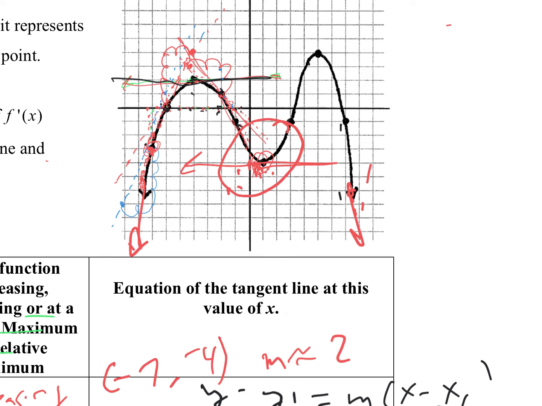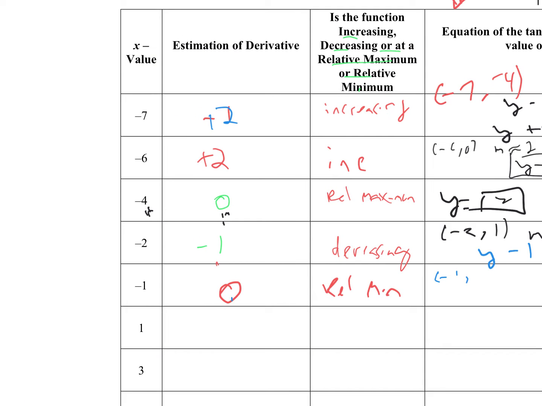1, 2, 3, 1, 2, 3. I guess I did do it. The slope at a negative. You know what I thought I was doing? I thought I was doing the 0. This one I didn't do. If you copied me, I'm sorry. I wrote it in the wrong line.